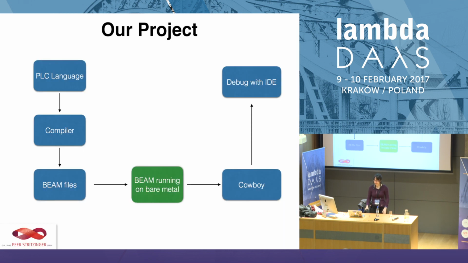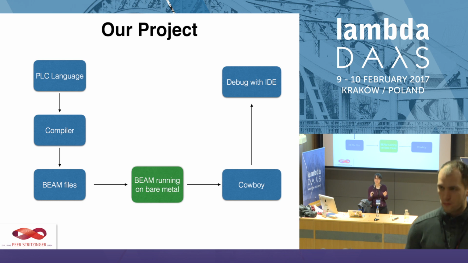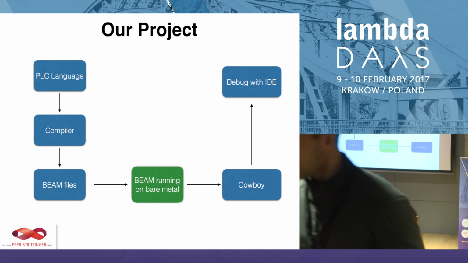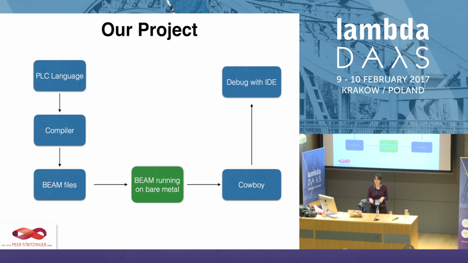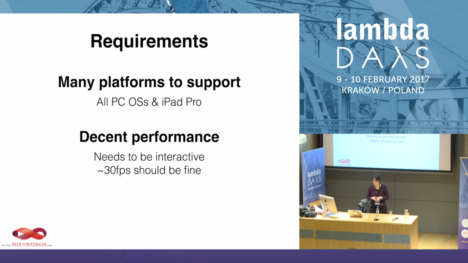And I'm going to explain exactly how this works, because there are a lot of layers involved, compilers and embedded stuff. So basically, we start with a PLC language program, which is then compiled into Beam files. And then the Beam runs on bare metal, on the hardware. And also Cowboy runs with it. Cowboy is a web server for Erlang, which talks to the program and sends debug information to our IDE.